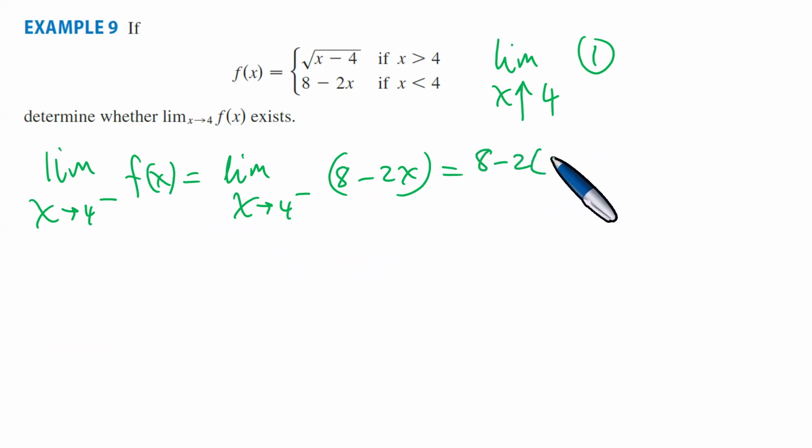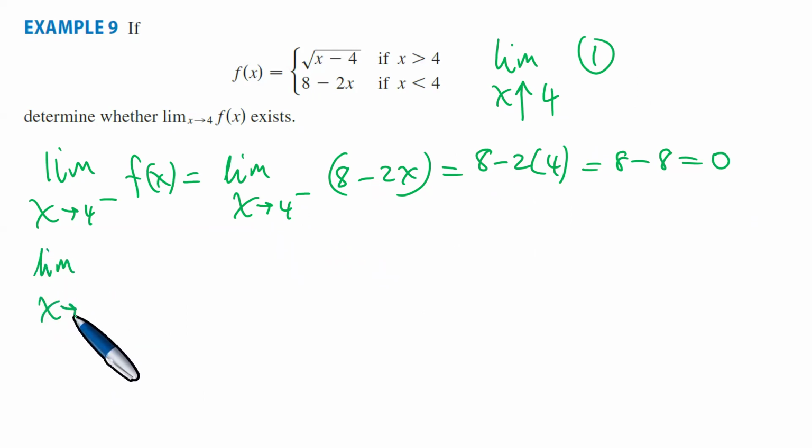8 minus 2 by 4, which is 8 minus 8, is 0. And then we're going to do the other one from the right. So x approaches 4 from the right of the function f of x.